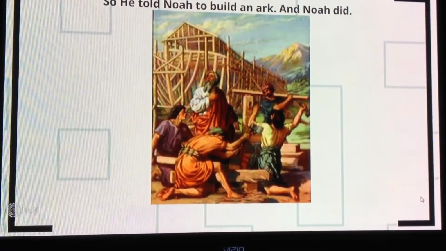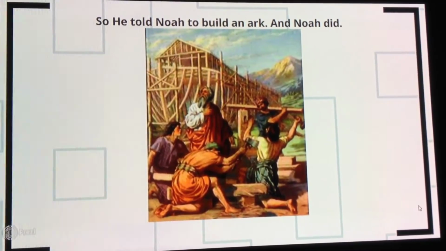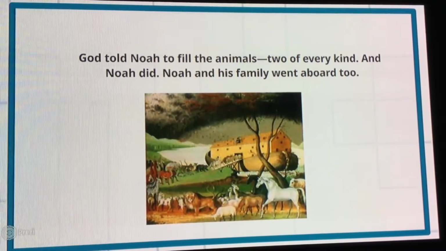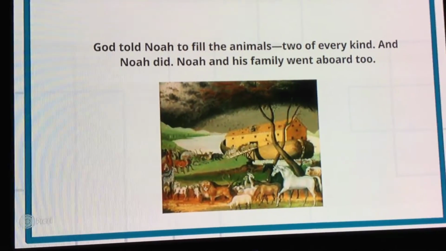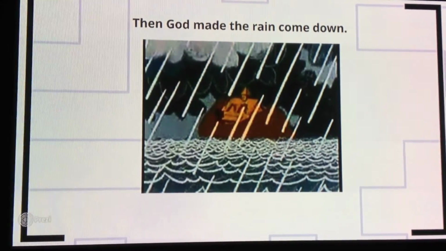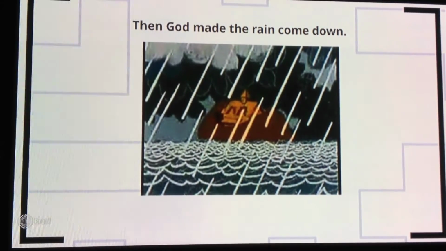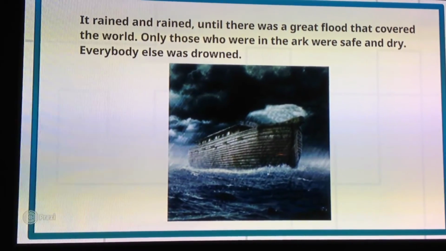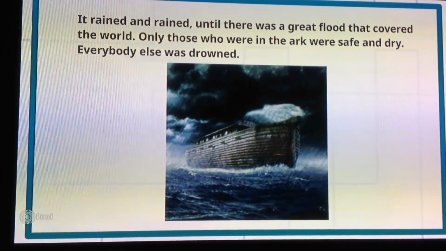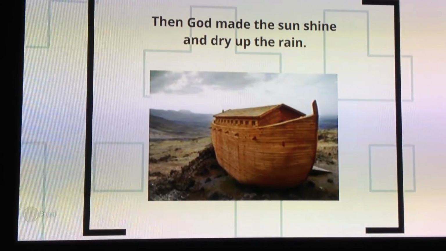So he told Noah to build an ark, and Noah did. God told Noah to fill the animals, 2 of every kind, and Noah did. Noah and his family went aboard too. Then God made the rain come down. It rained and rained until there was a great flood that covered the world. Only those who were in the ark were safe and dry. Everybody else was drowned. Then God made the sun shine and dry up the rain.